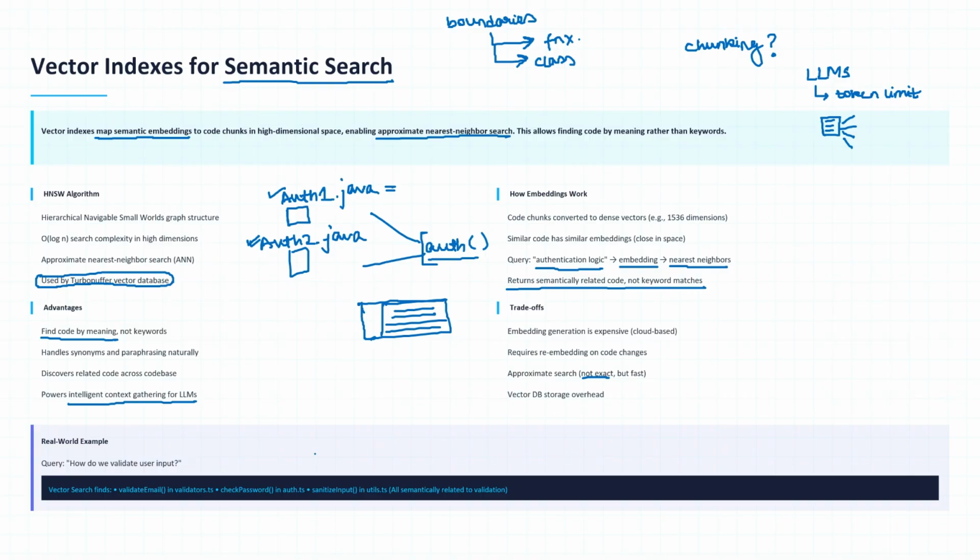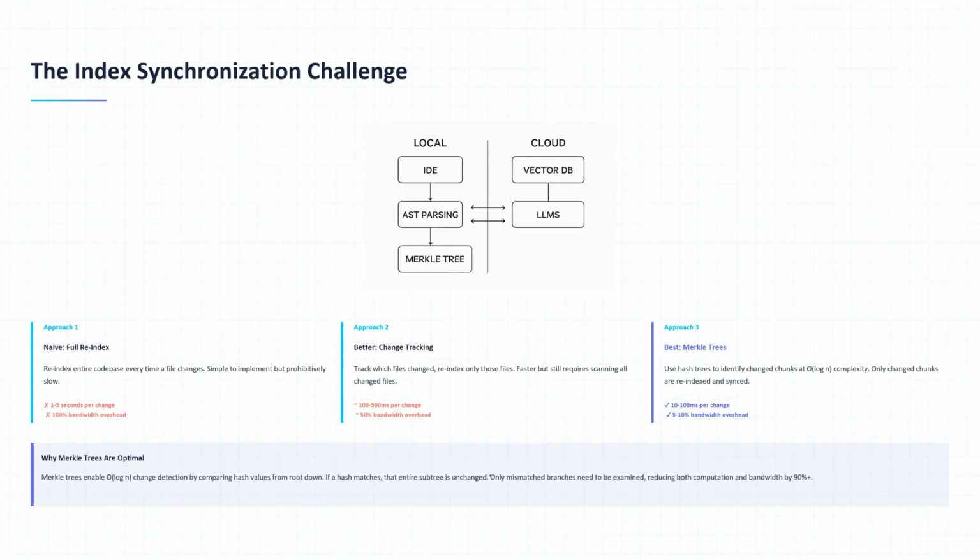So if we want to sum up this entire vector index for semantic search using an example, if I have a code base and I ask Cursor, how do we validate the user input? Cursor first does a vector search. It finds there is a method known as validate email in validators.typescript. It sees there is a method known as check password in auth.ts. It also sees that there is something known as sanitize input in utils, and all are semantically connected with each other. And they are closer in this n-dimensional space. But still, the question is, how are the indexes synchronized?